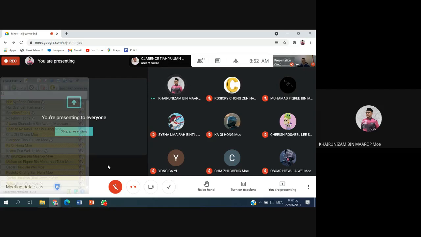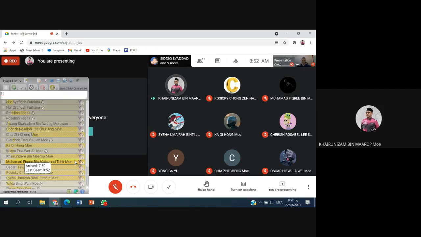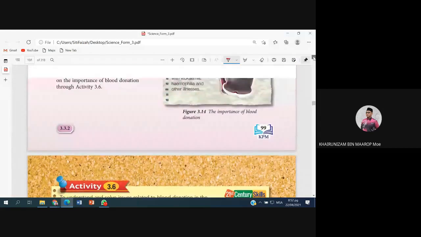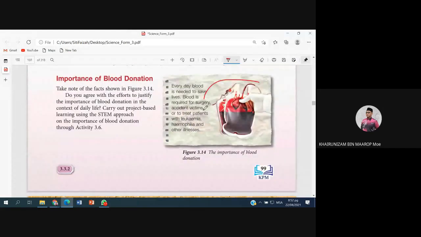And then blood should be collected under aseptic condition into sterilized container, okay, containing an anticoagulant solution which prevents clotting, macam ini. Okay, darah itu dikumpulkan dalam bekas seperti ini. Okay, bekas itu contain anticoagulant solution, okay, untuk menghindarkan dia daripada beku.